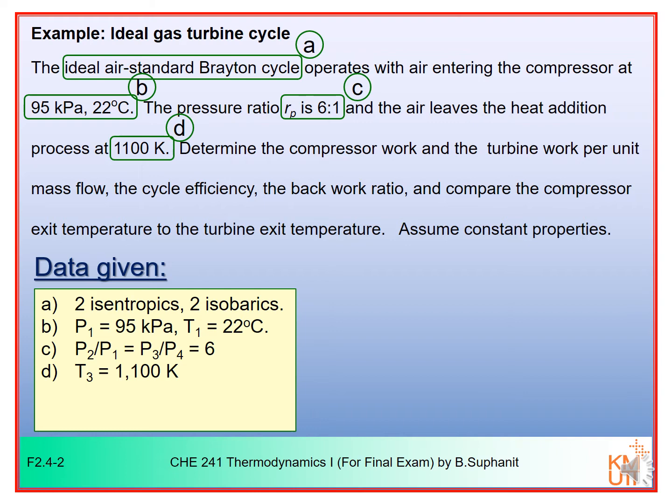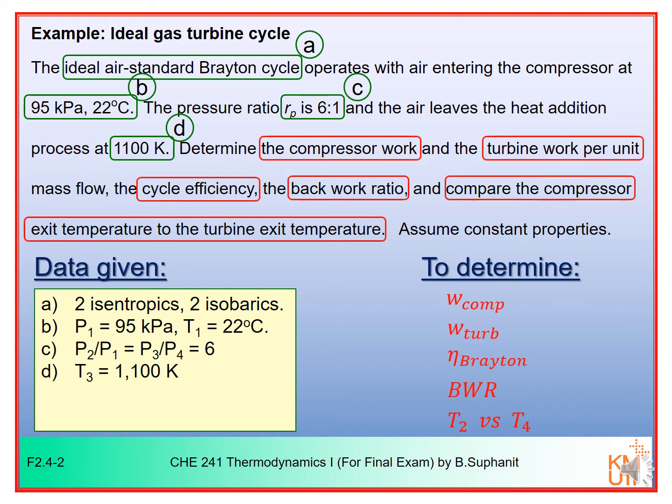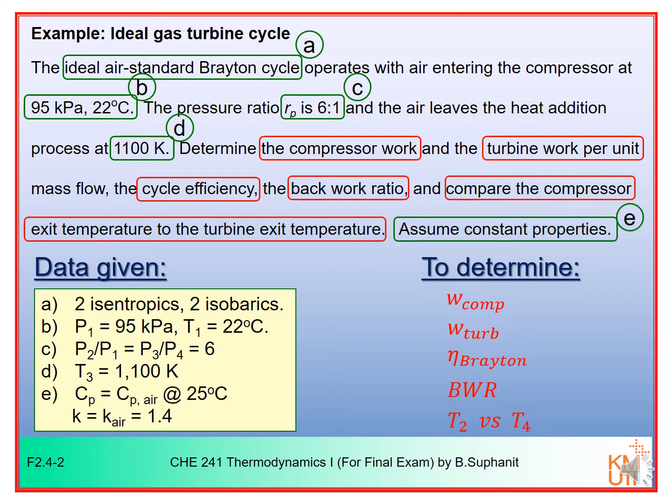We want to determine the compressor work and the turbine work per unit mass, the cycle efficiency, the back work ratio, which I'm going to describe the definition of this parameter later on, and finally compare the compressor exit temperature T2 and the turbine exit temperature T4. Lastly, constant properties are assumed, which means that Cp and k of air at 25 degrees Celsius are used throughout the solution.